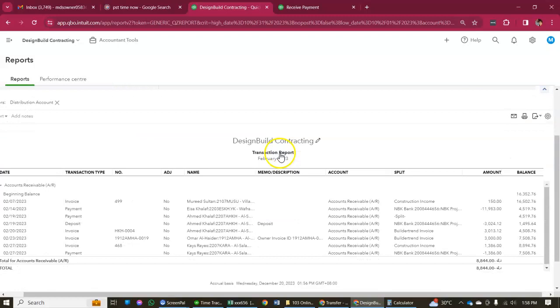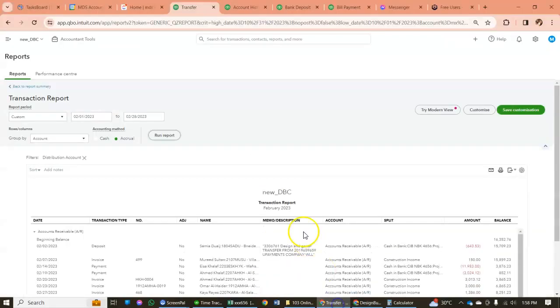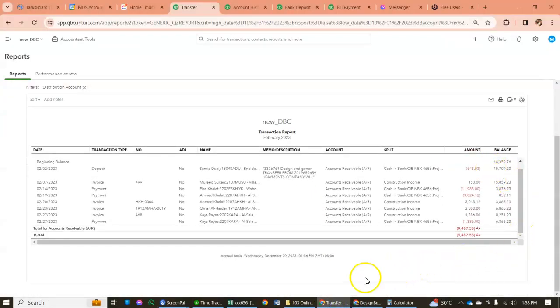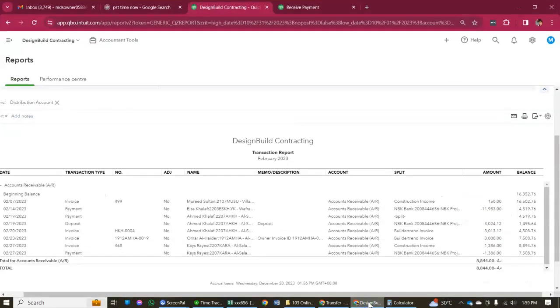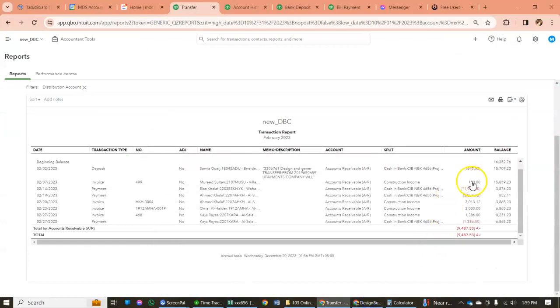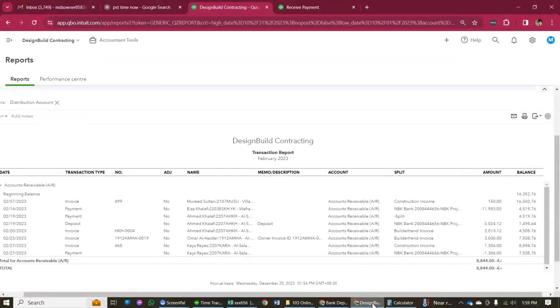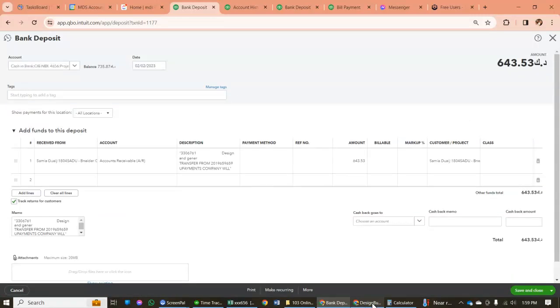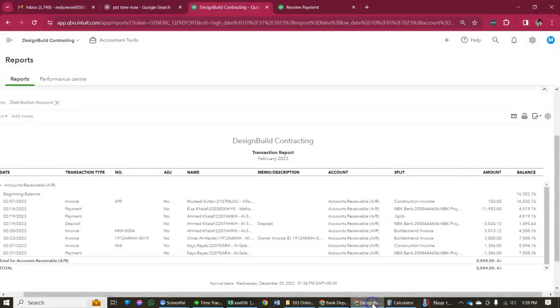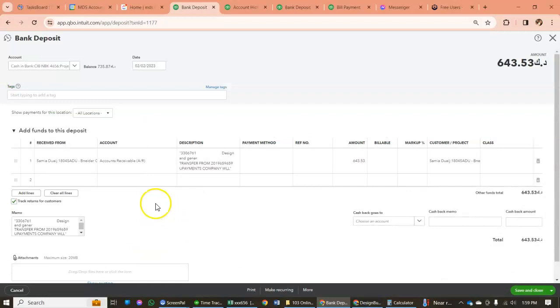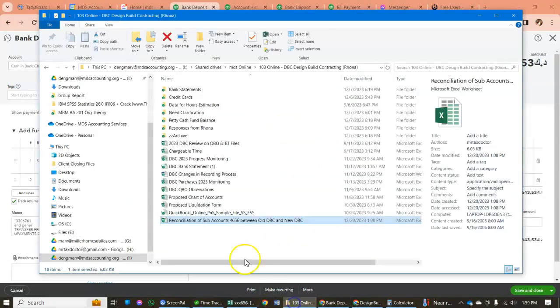Okay, so at the end, there is a difference. Okay, first 150, there it is. Okay, the difference is 643, this one. So we have this, but we don't have that in our records. So we have to take some notes in here.